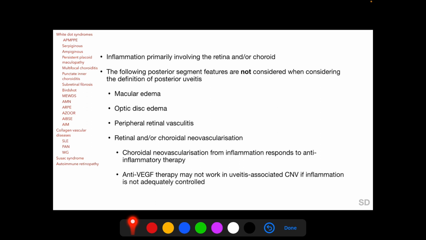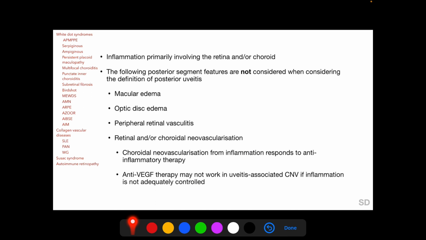However, the following posterior segment features are not considered when we define an intraocular inflammation as being posterior, such as macular edema, optic edema, peripheral retinal vasculitis, and retinal and/or choroidal neovascularization. These may occur in anterior uveitis, posterior uveitis, intermediate uveitis as well as panuveitis, and do not define an intraocular inflammation as being posterior. Choroidal neovascularization arising from intraocular inflammation responds to anti-inflammatory therapy and may not require anti-VEGF therapy.